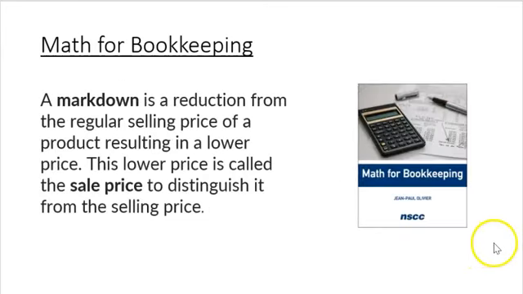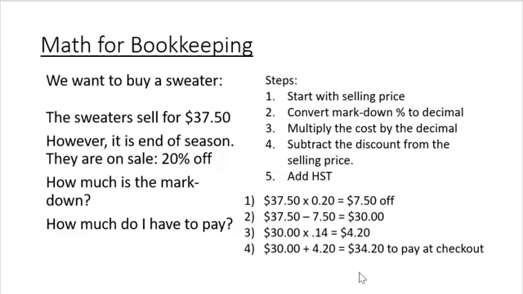Okay, so a markdown is a reduction from the regular selling price of an item that results in a lower price. The lower price is called the sale price, to distinguish it from the selling price. Okay, so the selling price is your regular price. The sale price is the price when it's been lowered, when the discount has been applied.